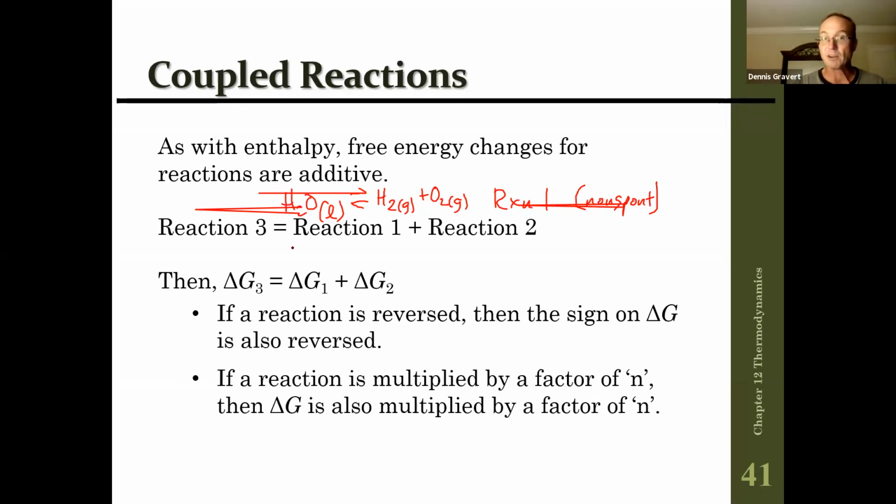But you can use a battery. And the battery action is spontaneous. So reaction one's non-spontaneous. So the delta G of the first reaction is going to be a positive value, non-spontaneous. This one's going to be spontaneous, so it's going to be negative.